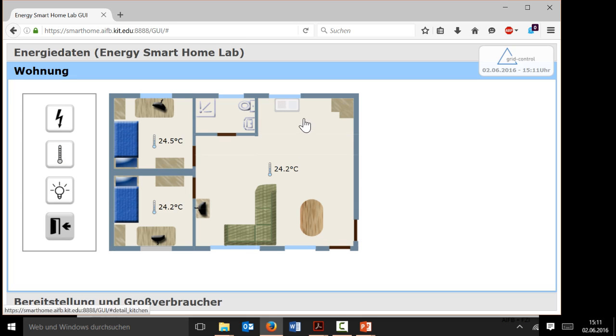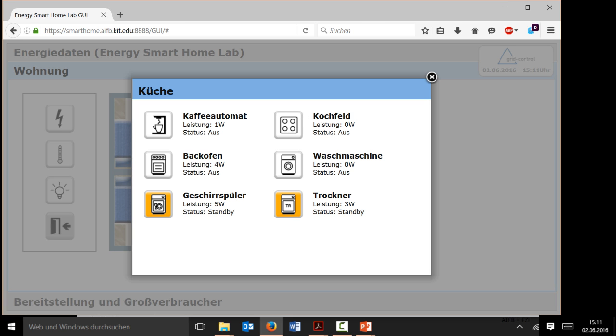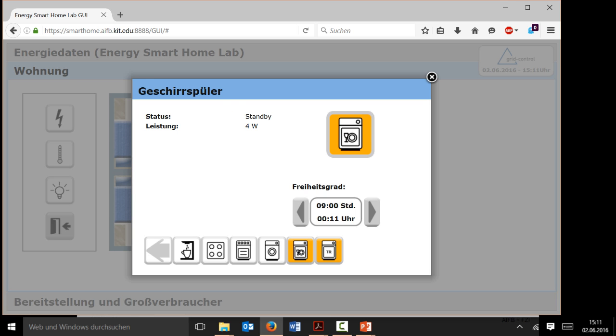Then we have here the kitchen. I click on the kitchen area, and we see the devices in the kitchen, for example the coffee machine, the stove, and so on. I could go on to the dishwasher, and then you see this interface with the degree of freedom. In this case, it's a 9-hour period for actually doing the dishes. I can modify that, and then I get more information.